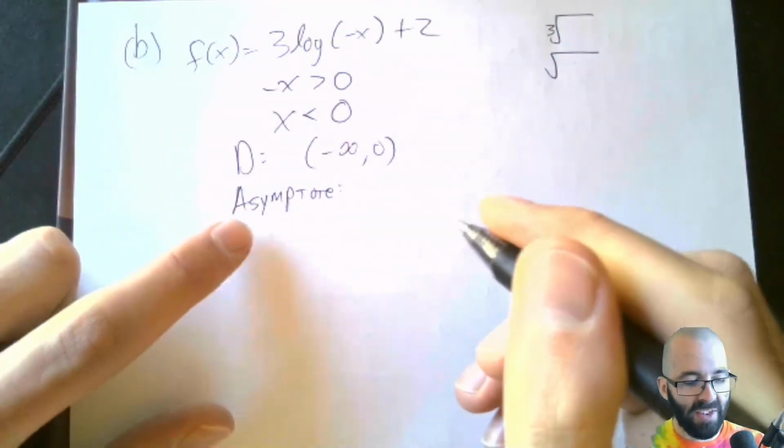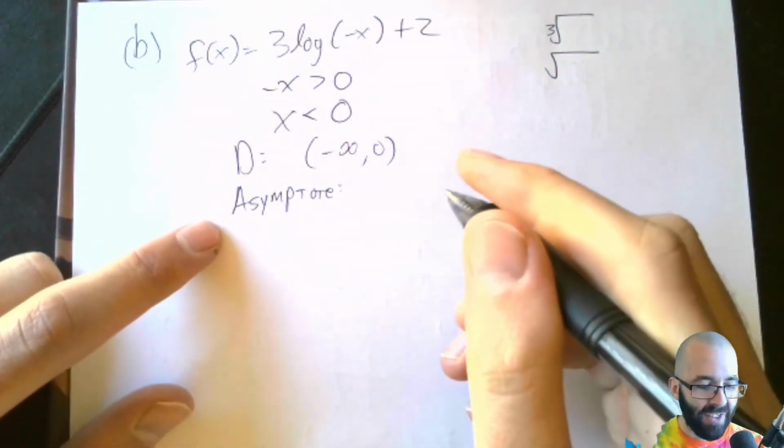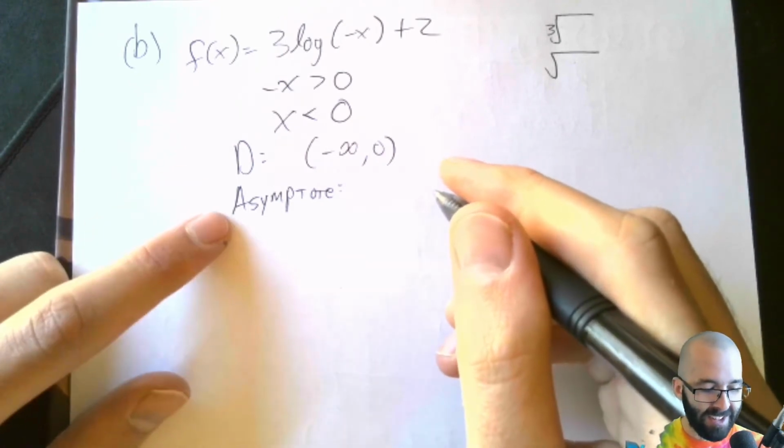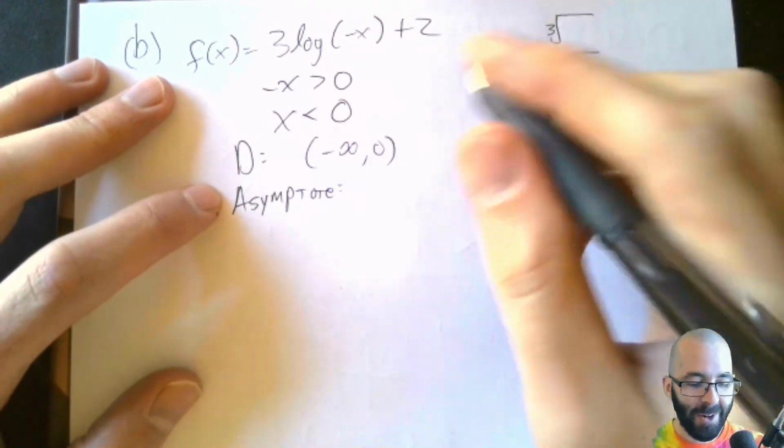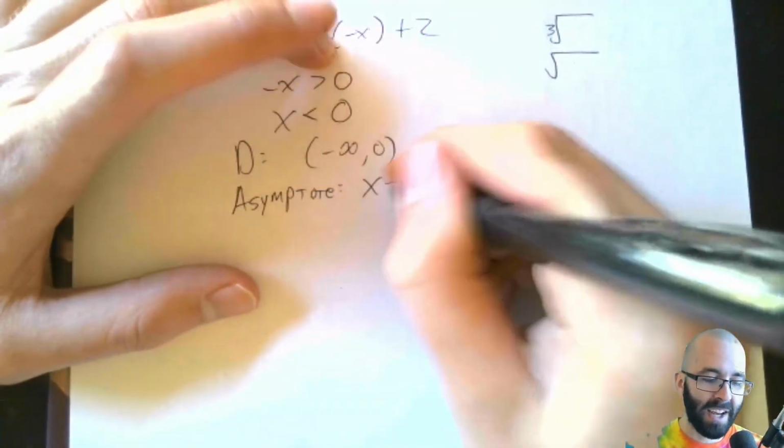I wish there was a good abbreviation for this. I can think of a good abbreviation, but it's not really appropriate to write down. So the asymptote comes along with the domain. It'll be x equals 0.